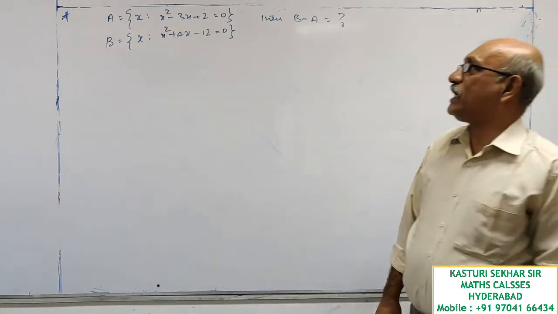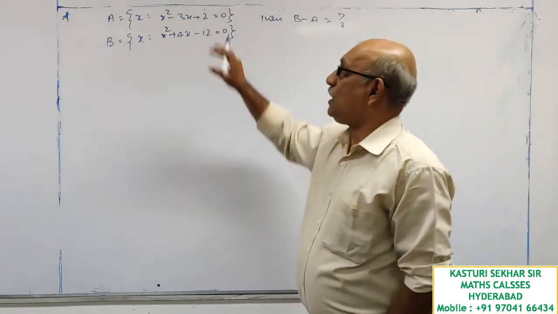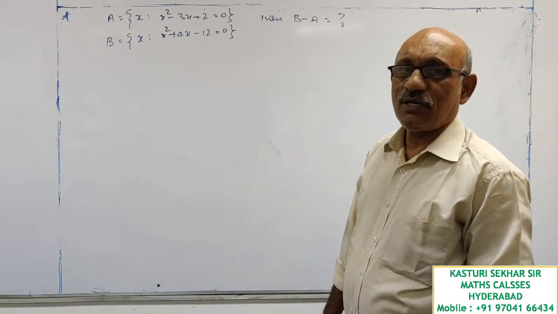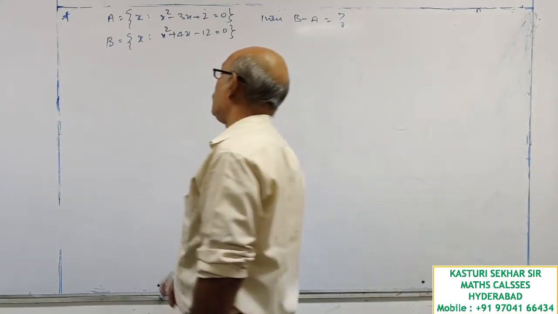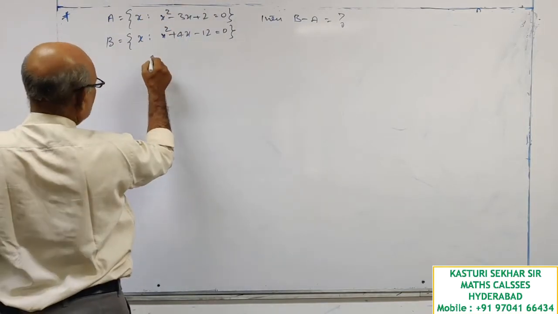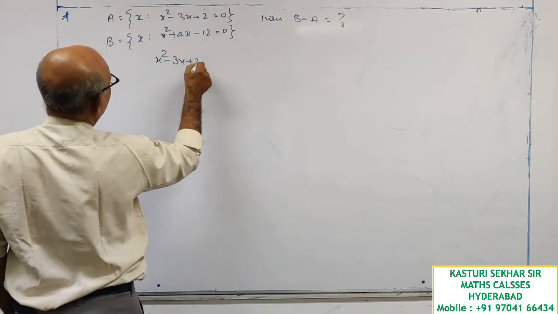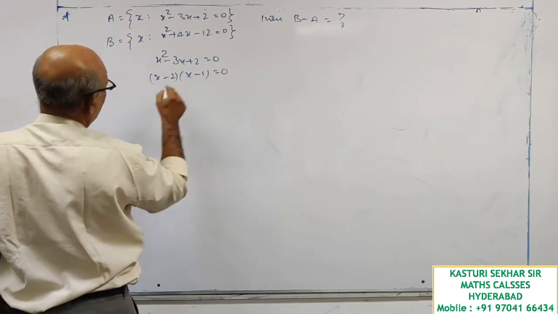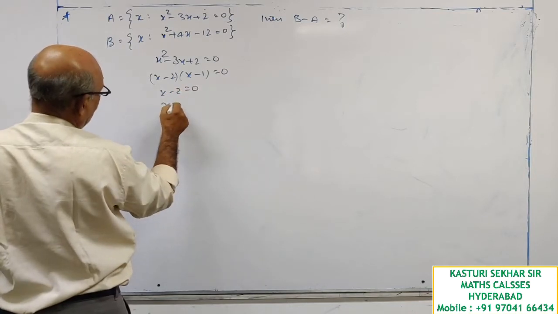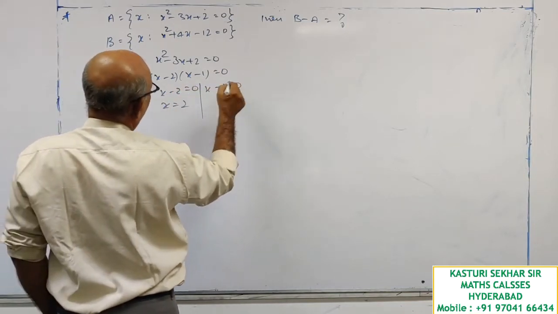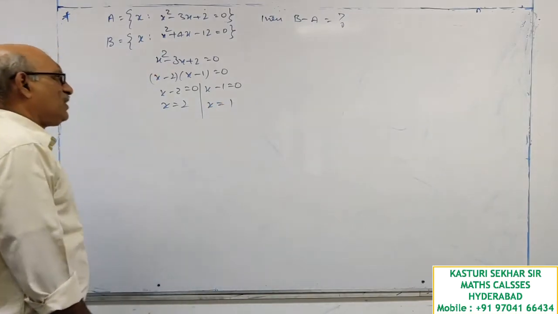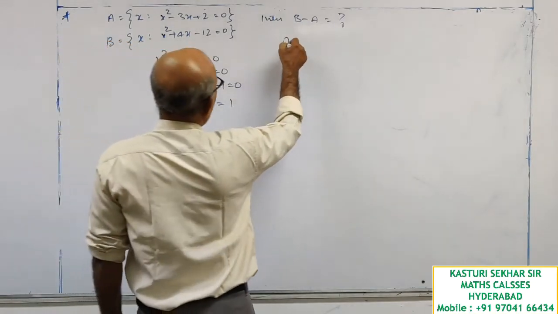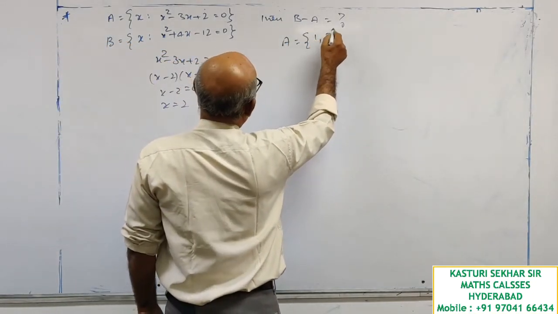Let us convert this into roster form. A is given as a quadratic equation, B is given as a quadratic equation. So first take x square minus 3x plus 2 equal to 0. (x minus 2)(x minus 1) equal to 0. x minus 2 equal to 0, x is equal to 2. x minus 1 equal to 0, x equal to 1. So set A has only two elements, 1 comma 2.